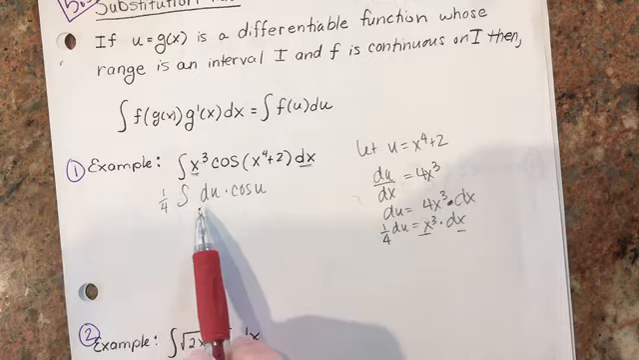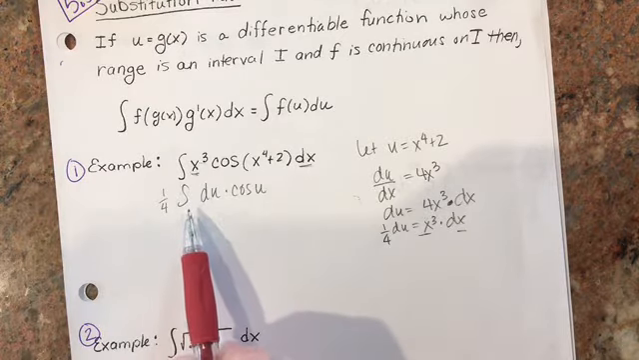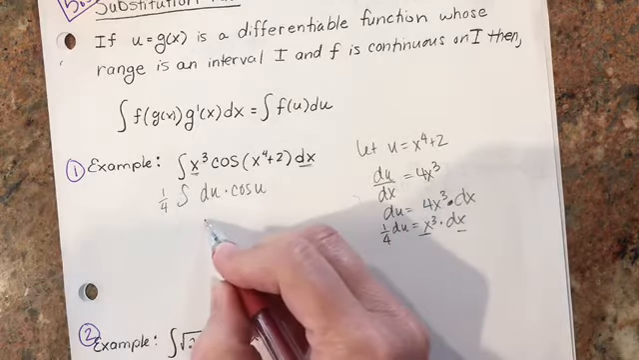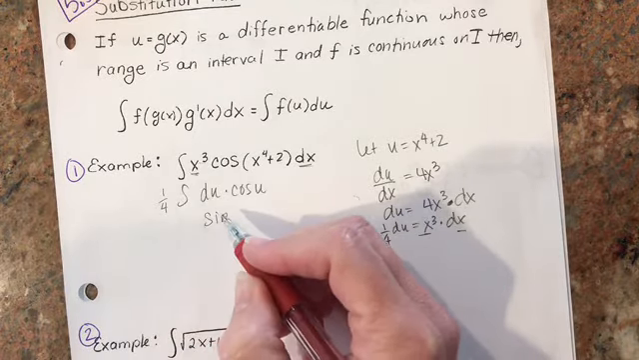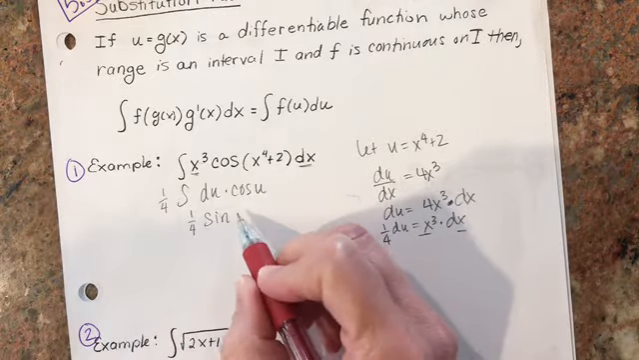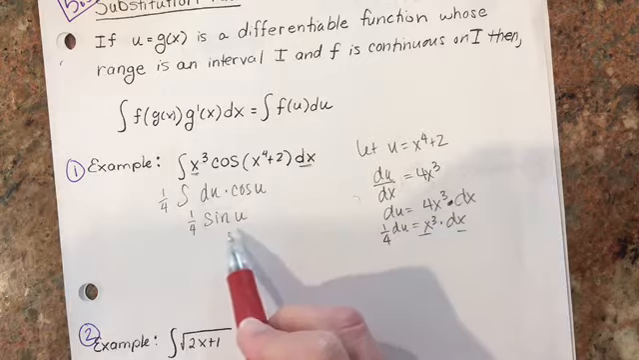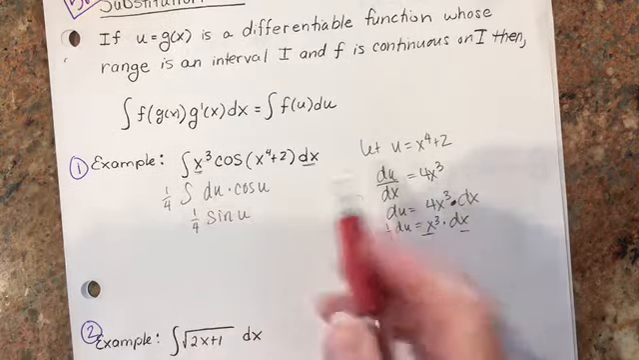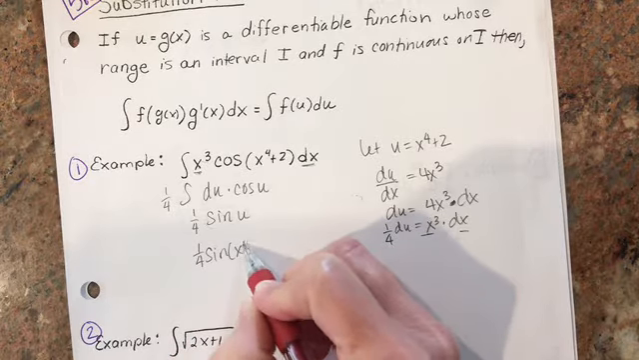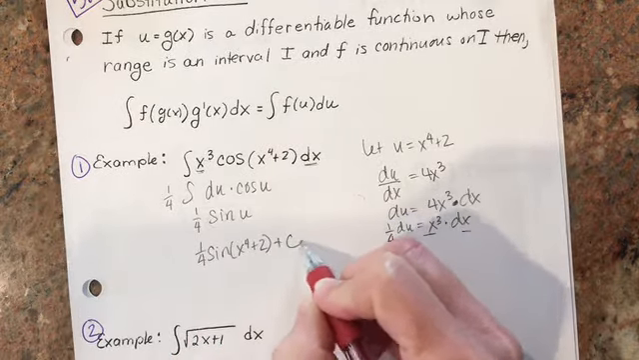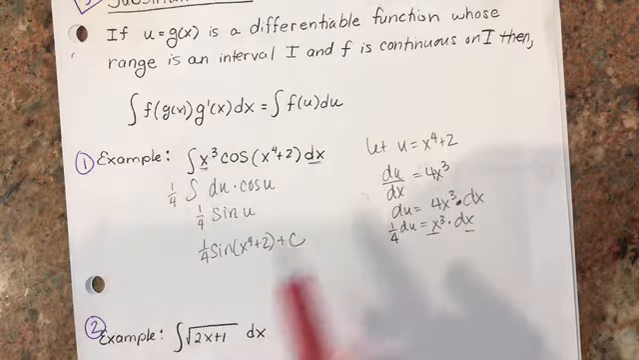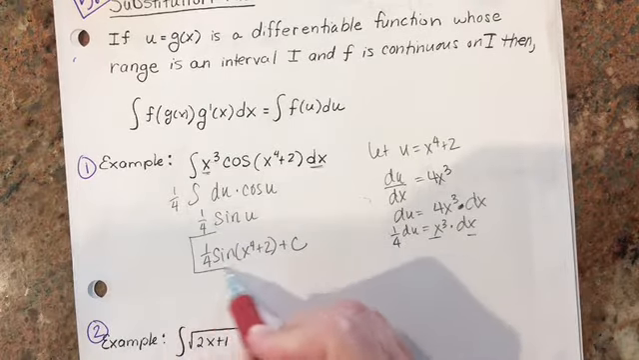Now this is going to be easy to take the integral of. The derivative of sine is cosine, so the integral of cosine is sine. And this 1/4 gets applied. So this is sine u. And now your final step is to plug in what u equals. So our answer is 1/4 sine of x to the 4th plus 2. And then don't forget, on these integrals that don't have numbers that we're going to calculate, you want to write your plus c at the end.